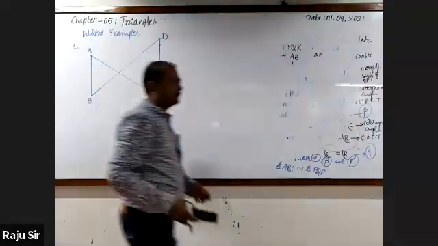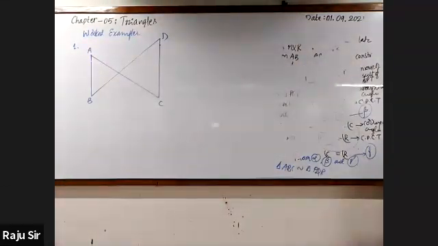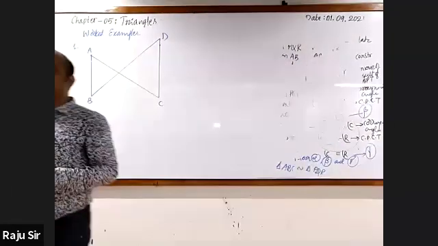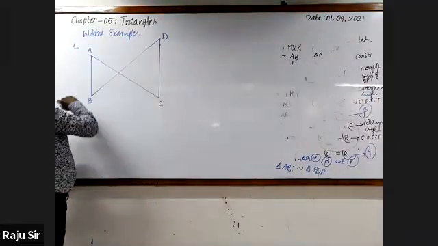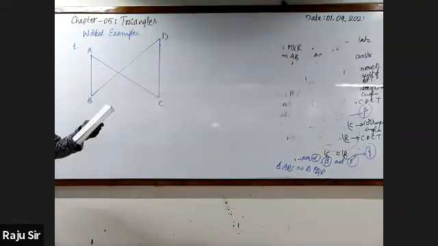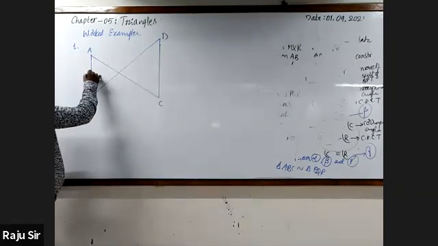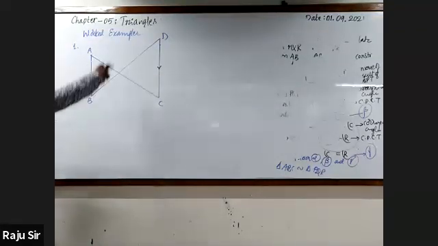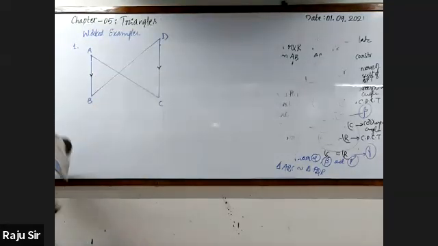Draw this figure, and here we have 2 lines. One is PQ. They have given PQRS, I wrote ABCD. Okay, no problem at all. Such that AB is parallel to DC.